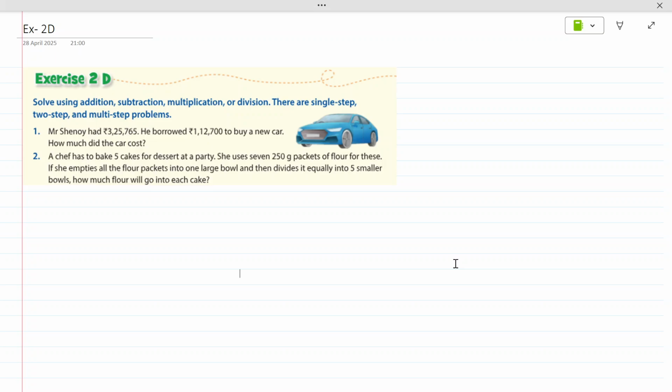Okay. So in this exercise, we have combinations of these questions, and most of these questions you already know, you have done in the previous classes. So let's start today's class.